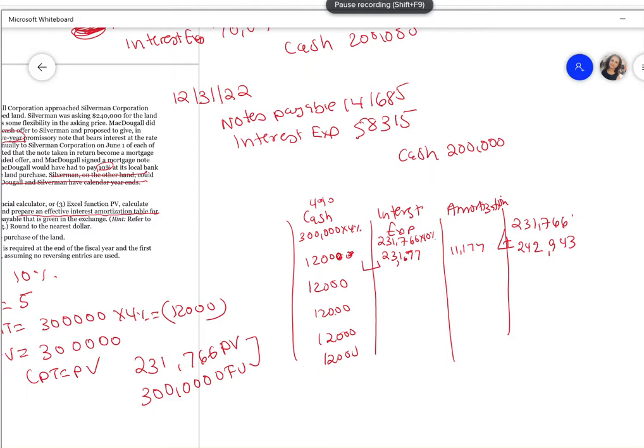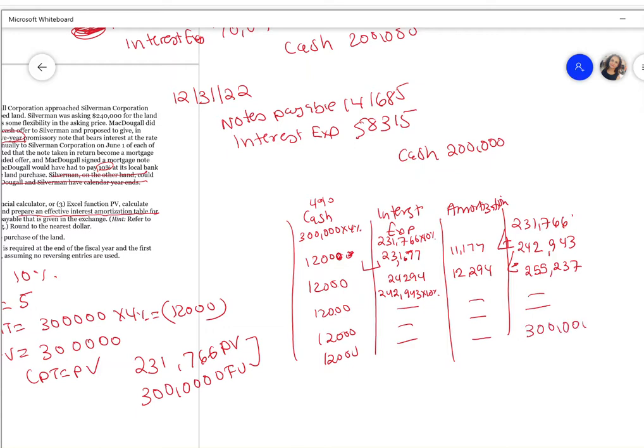It's 242,943. Of course, then the next year, you're going to take the new carrying amount, which is 242,943, times your 10%, and that will give you 24,294. Then you subtract the cash, so that will be 12,294, and then you add it. That will give you 255,237. So you could just finish all this table, and by the time we come to the 5th year, our number should reach the 300,000. That's what the note is for.